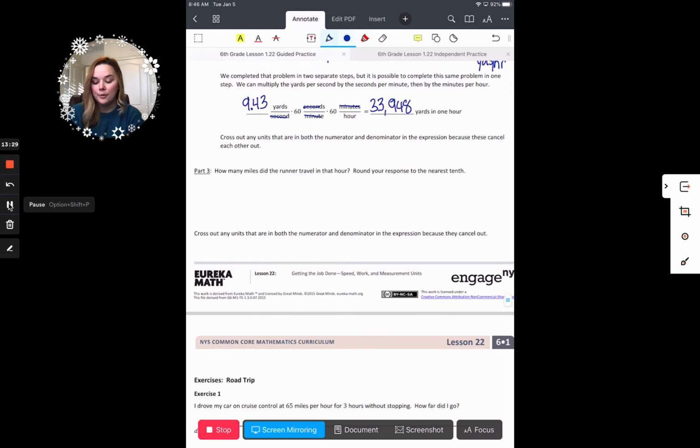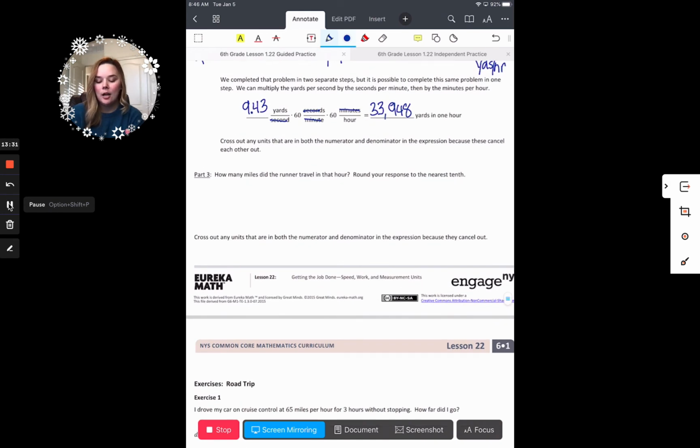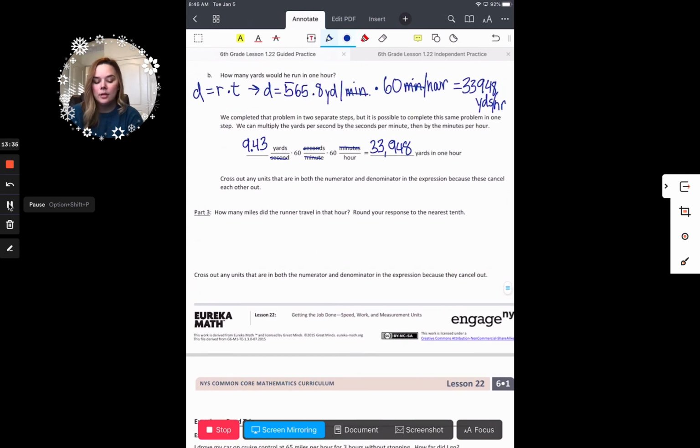And then we have part 3. Part 3 is asking how many miles did the runner travel in that hour? So we know that he traveled 33,948 yards in an hour, but we want to know how many miles he traveled. Well, then we need to know how many yards are in a mile.